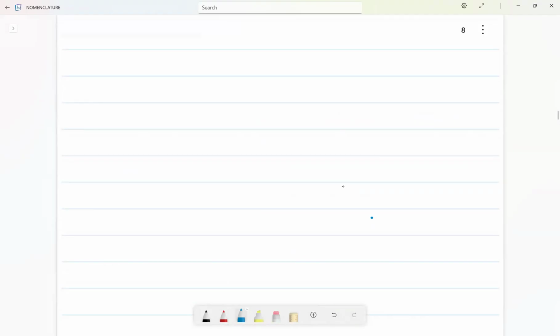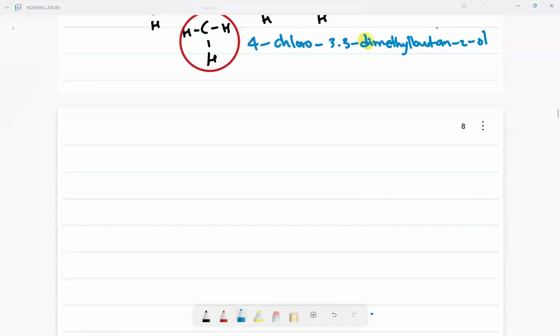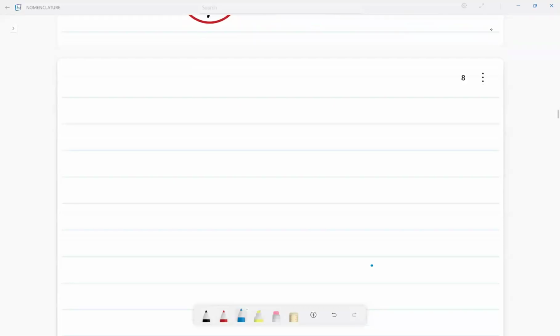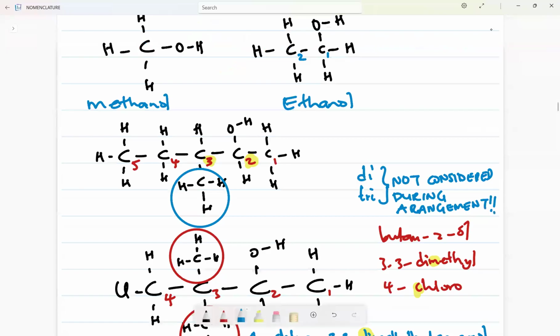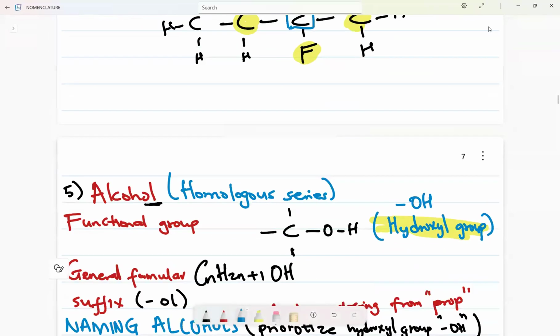Then, I want us to look at the next type of organic compounds that we're going to be dealing with. Let's look at what we call an aldehyde. On number 6, we have what we call an aldehyde. An aldehyde is also a homologous series.